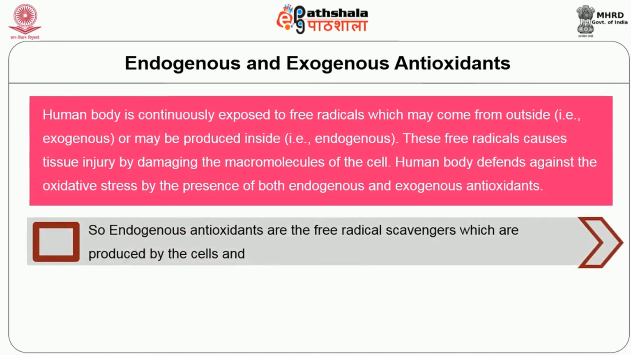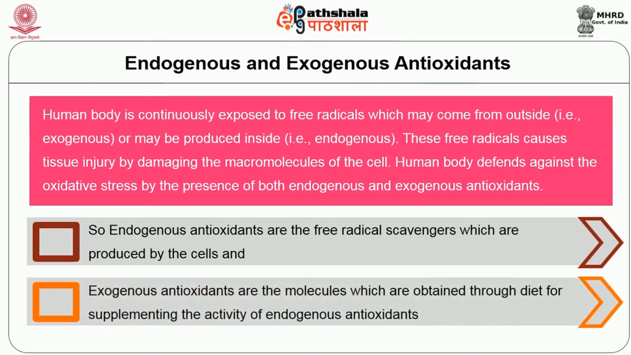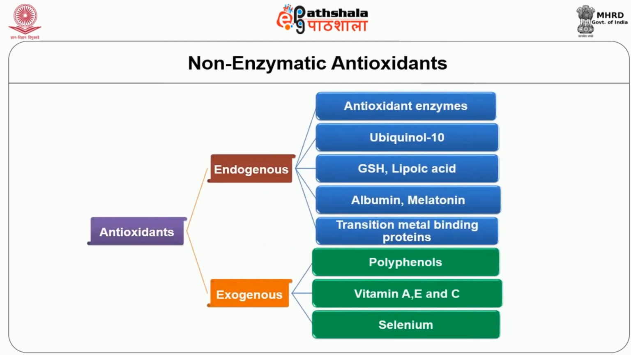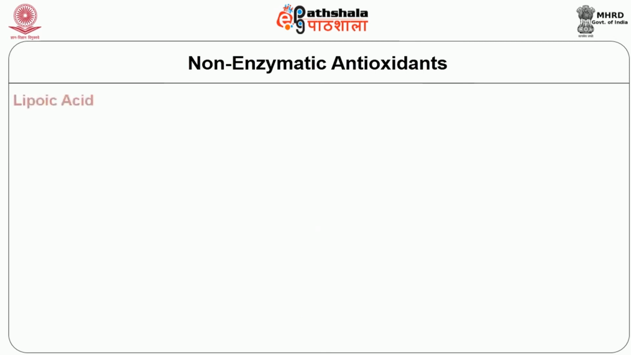So, endogenous antioxidants are the free radical scavengers which are produced by the cell, and exogenous antioxidants are the molecules which are obtained through diet for supplementing the activity of endogenous antioxidants. The examples for endogenous and exogenous antioxidants include antioxidant enzymes, vitamins, and so on, about which we have already discussed except lipoic acid. We will see about lipoic acid alone now.